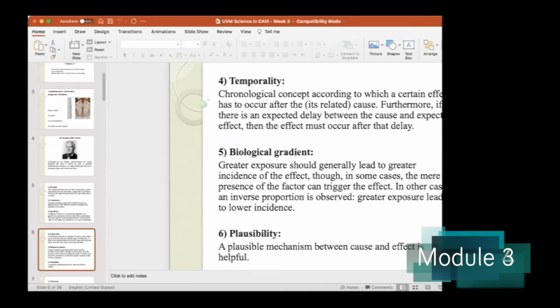Biological gradient, number 5, greater exposure should generally lead to greater incidence of the effect, though in some cases, the mere presence of the factor can trigger the effect. In other cases, an inverse proportion is observed. Great exposure leads to lower incidence. Now, let's spend a few seconds on this one. This has to do with very much the old debate between allopathic and homeopathic medicine. Okay? Allopathic versus homeopathic medicine. Now, we mentioned this briefly last week.